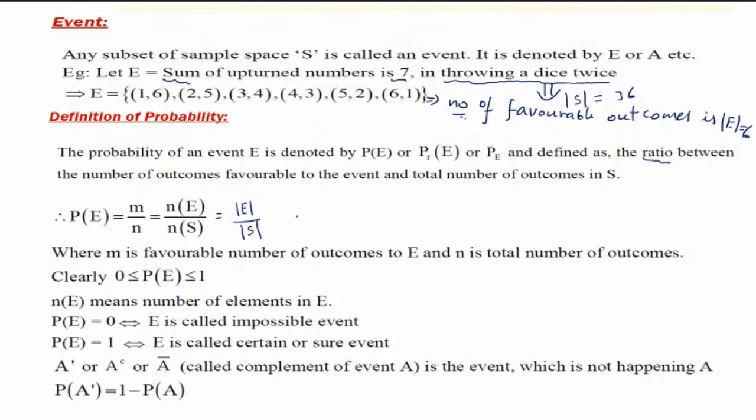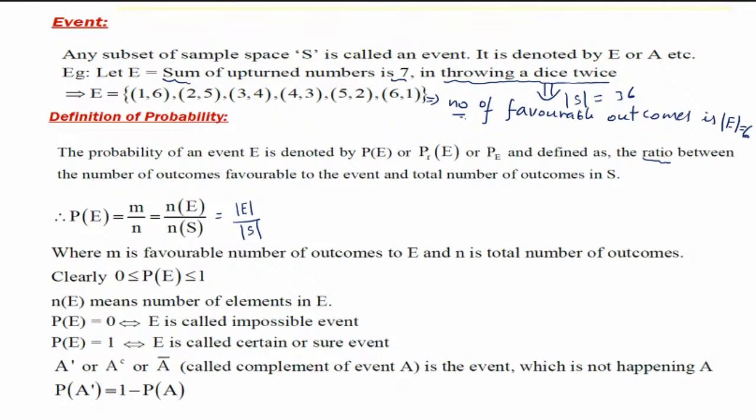Cardinality of a set is denoted by n of E or mod E. A is a set. What is the cardinality of a set? The total number of elements in that set, denoted by the modulus symbol or n symbol. So m is the favorable number of outcomes and n is the total number of outcomes. Probability always lies between 0 and 1. Okay, you understood or not? For example, in the above event, the total favorable outcomes is 6 and mod S, the total outcomes, is 36.